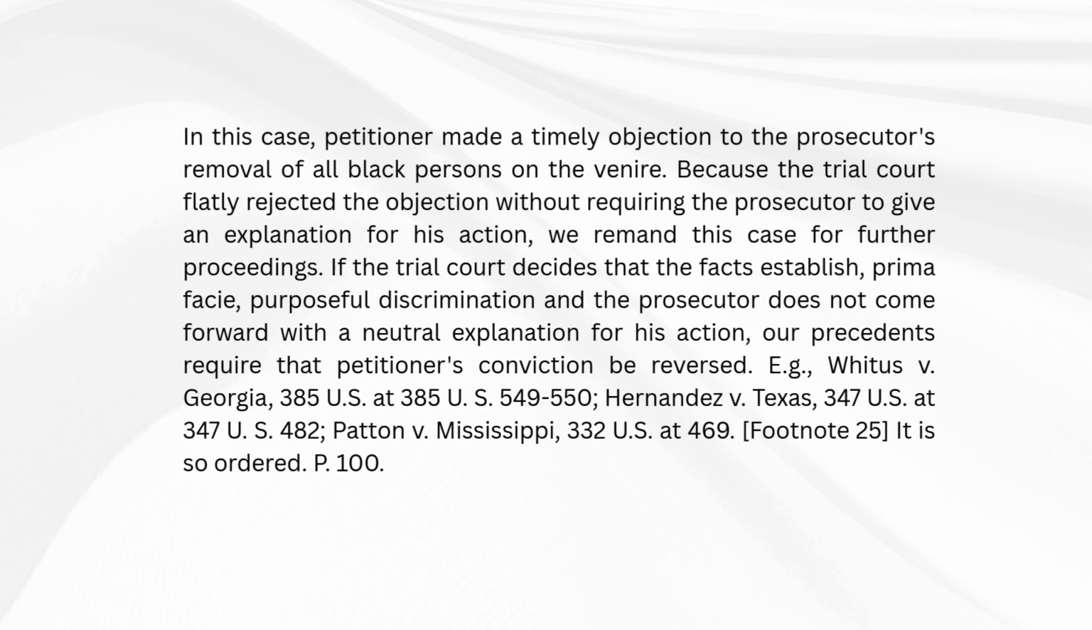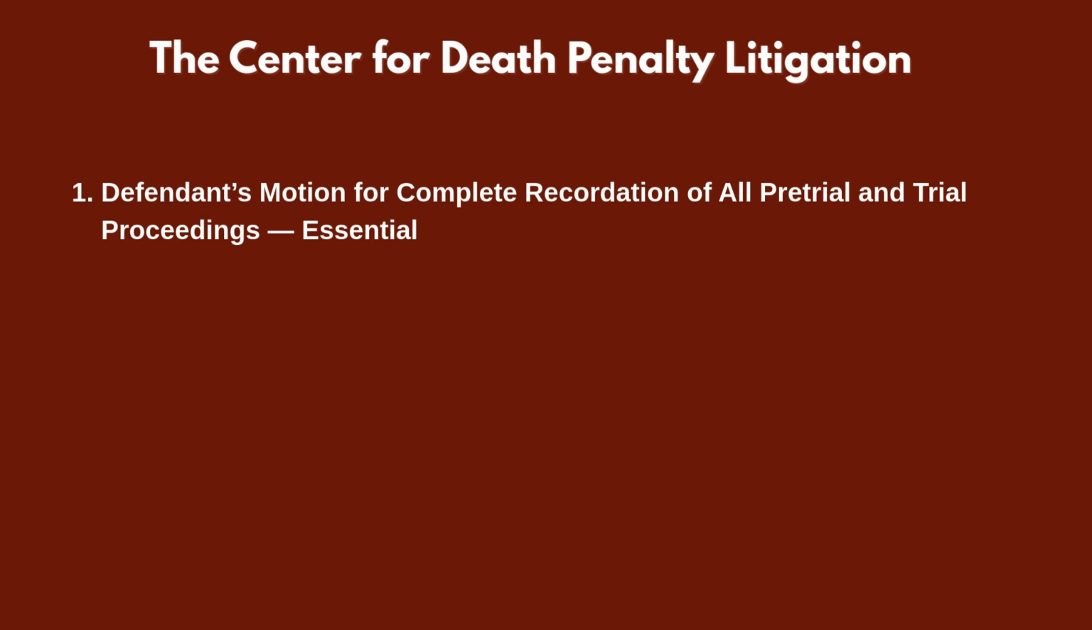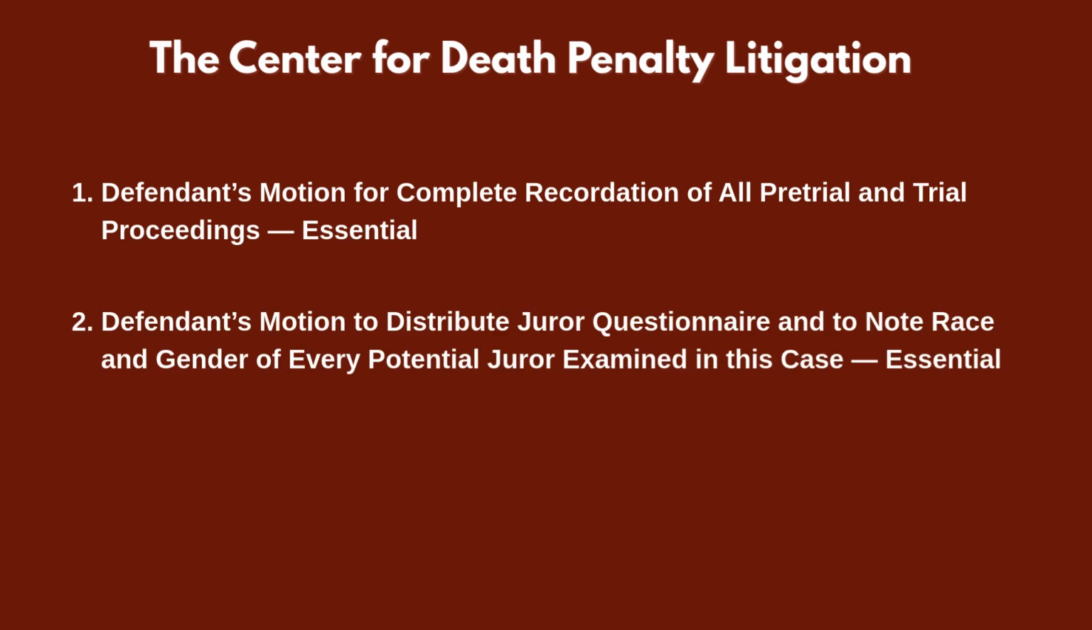Next, I want to turn you on to the Center for Death Penalty Litigation. They cite two Batson motions that are essential when a petitioner is filing the motion. The first one is entitled Defendant's Motion for Complete Recordation of All Pretrial and Trial Proceedings. The second one is entitled Defendant's Motion to Distribute Juror Questionnaire and to note race and gender of every potential juror examined in this case. They say it's also essential.